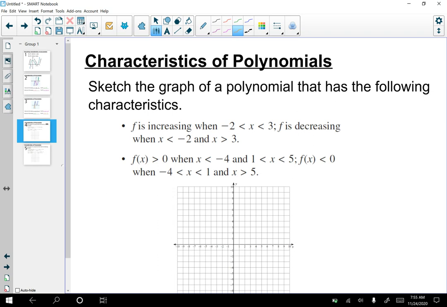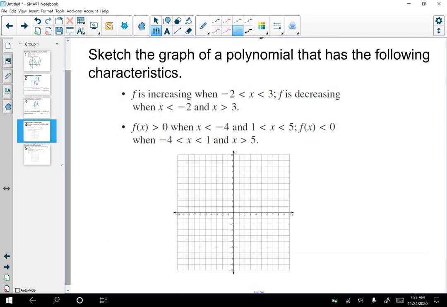All right, now here's an example of where they're describing a function. Describing those intervals of increasing and decreasing, and where f of x is greater than or less than 0, and we need to come up with the graph. So this is a little bit more tricky. So f is increasing from -2 to 3, right? So increasing, I'm going to draw a line up. So from -2 to 3, and we don't know, it might be something like that, right?